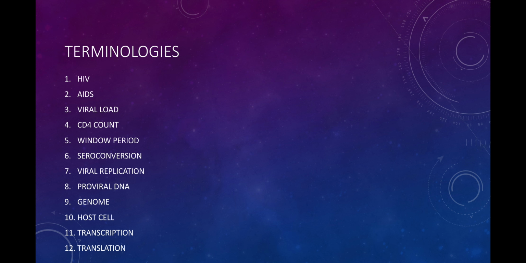So viral replication, I've already said what it's all about. It's all about the virus making copies of itself, using the host cell genome. Okay, so proviral DNA. This proviral DNA is what you get when the viral RNA has been transcribed into viral DNA, and it has been integrated into the host cell genome, or the host cell genetic material. That is what's referred to as the proviral DNA: when the viral DNA is integrated or inserted into the host cell's DNA.